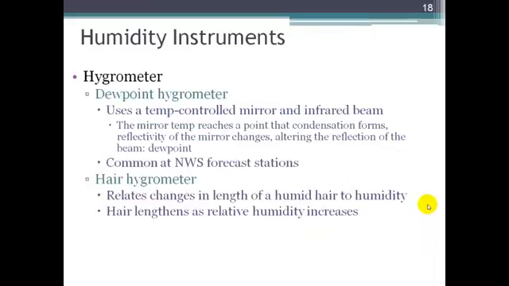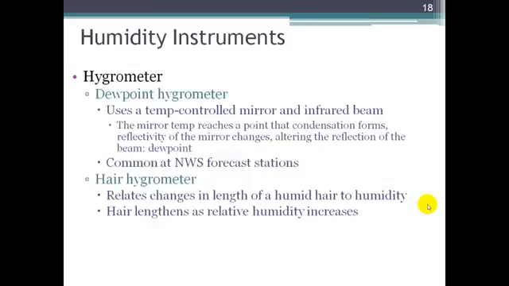We measure humidity through instruments called hygrometers. And hygrometers come in a couple of different types. There's a dew point hygrometer, which is kind of a fancy instrument that uses a temperature-controlled mirror and an infrared beam. When the mirror reaches the point where condensation forms, water condenses onto it, and that changes the beam of light sent out through the infrared beam, so that a sensor can determine that condensation has occurred and tell us the dew point temperature.